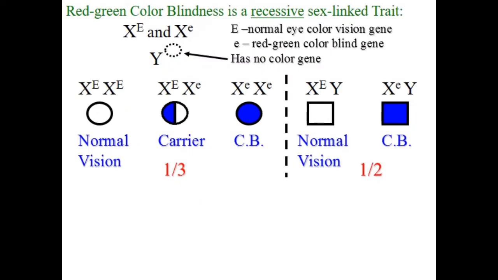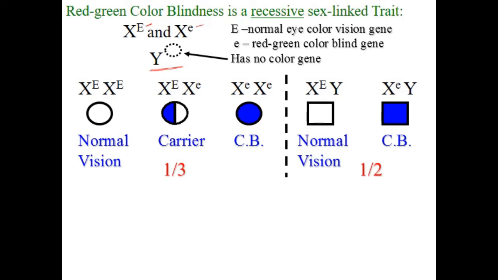We're going to talk a little bit about red-green color blindness. This is also a recessive sex-linked trait in humans where, again, there's the dominant gene for color vision and the recessive trait for red-green color blindness, but the Y chromosome has no DNA for color vision at all. It doesn't exist. So it changes the odds of getting red-green color blindness depending upon your gender.